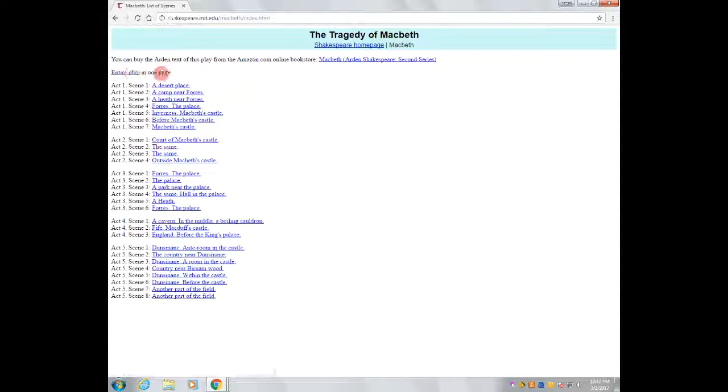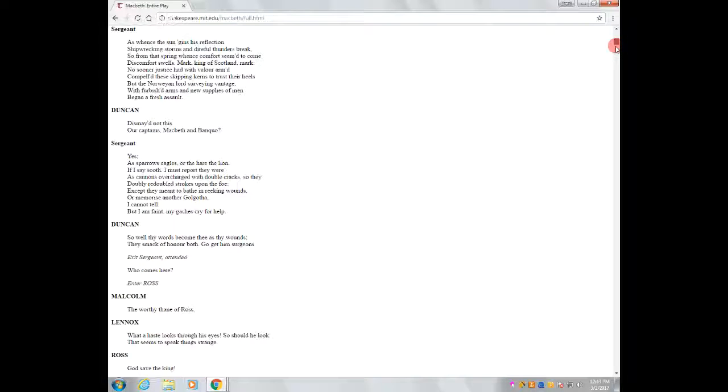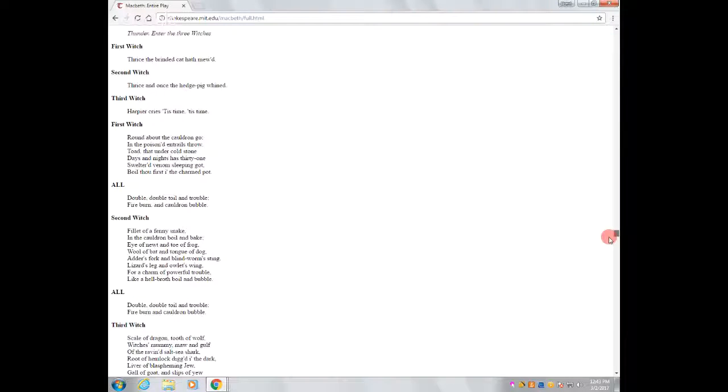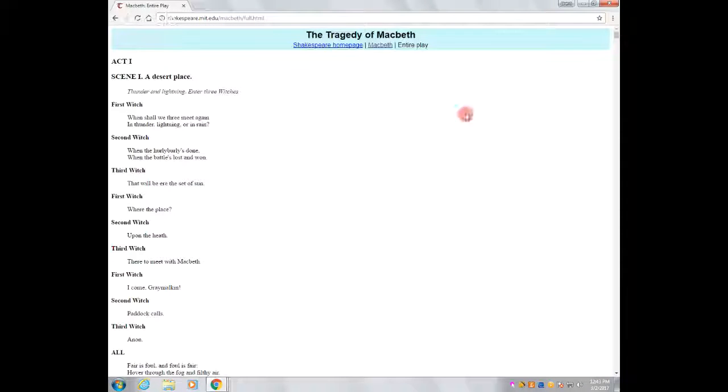You'll notice up here that there is a button to press for the entire play. If you click on the entire play button, you get everything, literally the entire play, from Act 1 down to Act 5. Why am I showing you this? Well, unless we're taking incredibly detailed notes along the way, we can't always remember where we read something, where that particular part was.